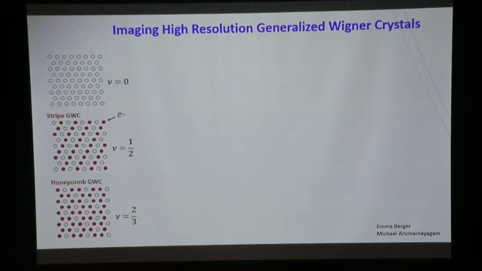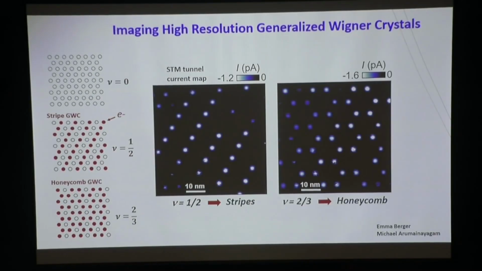And so this is what the pictures look like. First, I just want to mention that the two crystals that we were most interested in were the stripe crystal, nu equals 1/2, and the honeycomb crystal, nu equals 2/3. So when we took pictures of those, they look like this. So here I'm showing you an STM image of the nu equals 1/2 striped electron crystal. Notice that now the spatial resolution is much better because we're using this open face geometry instead of the sensing layer geometry. Each bright dot there is a single electron. Here's the nu equals 2/3 honeycomb electron crystal.